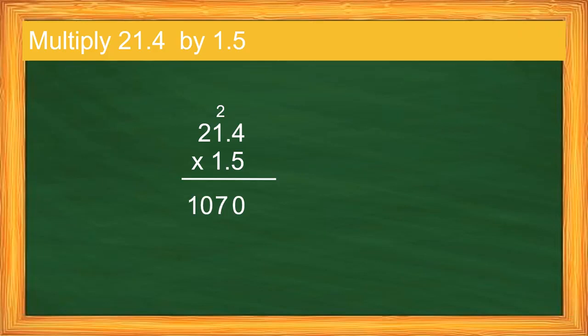And then, dun tayo sa sunod. So, 1 times 4 is 4. And then, 1 times 1 is 1. And 1 times 2 is 2. So, 214 lang naman, di ba? And then, add natin. So, that would be 0. 7 plus 4 is 11. That would be 1. Carry 1. So, 1 plus 0 plus 1 is 2.